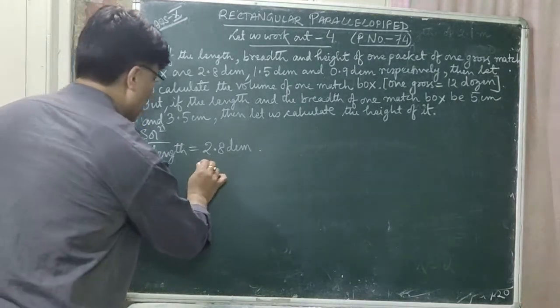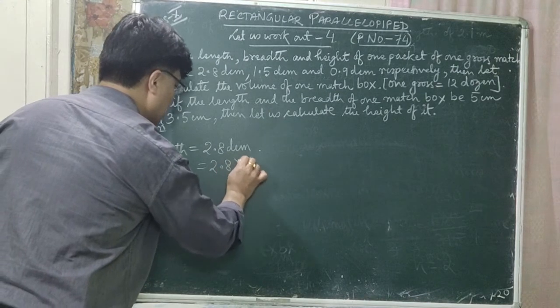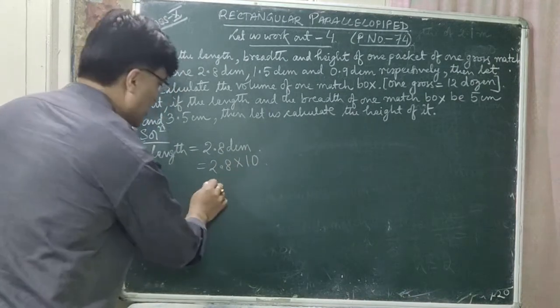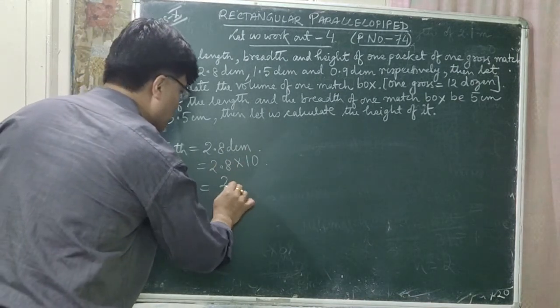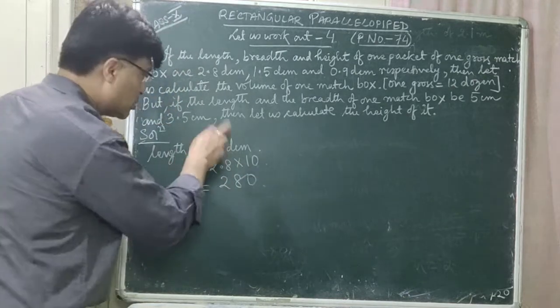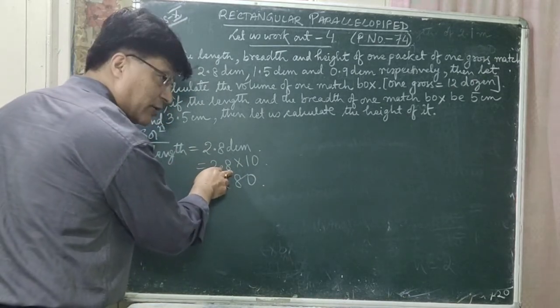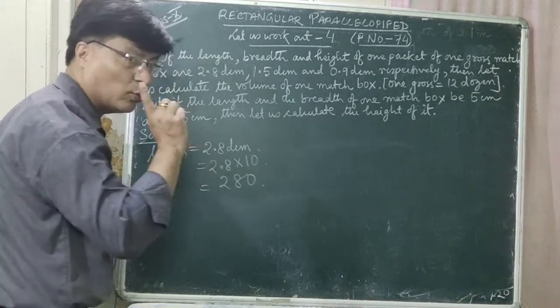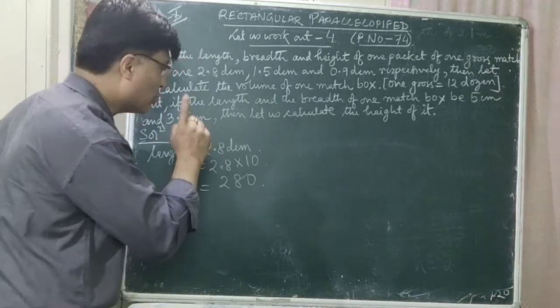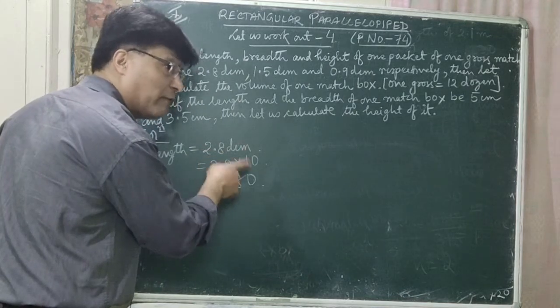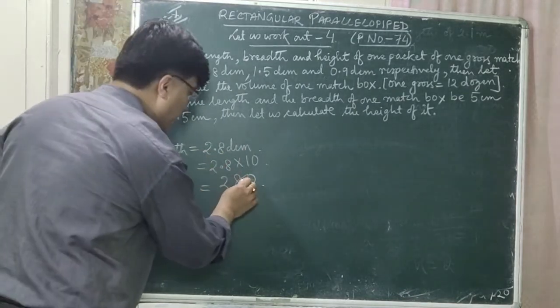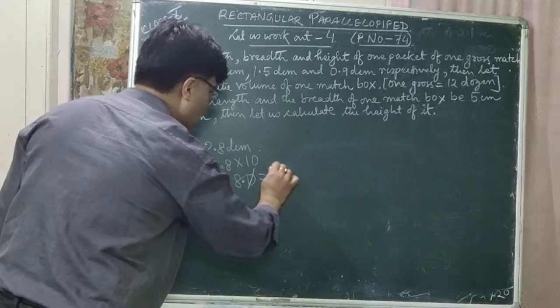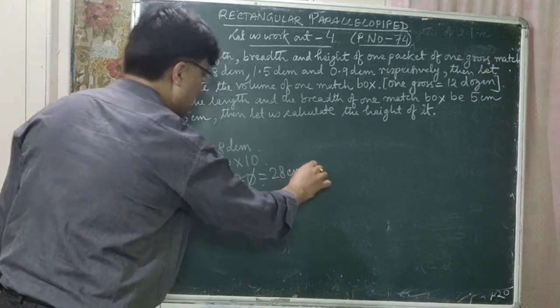10 ले मल्टिप्लाई. So 2.8 multiplied by 10. So 28 into 10 is 280. So now since after decimal point there is only one figure, right? So you have to write down decimal point before 10. Before 10. So 0 is cancelled, which is equal to 28 centimeter.